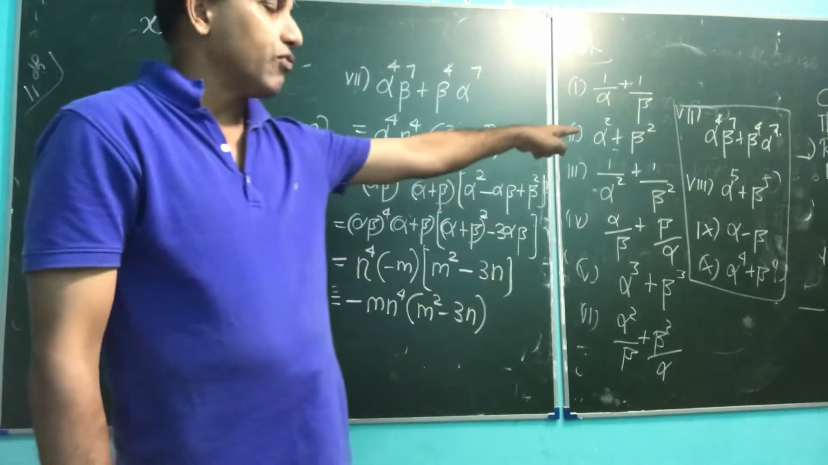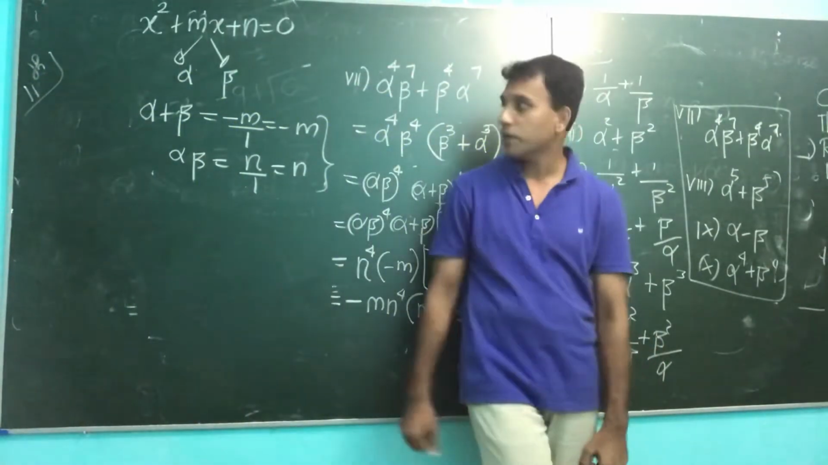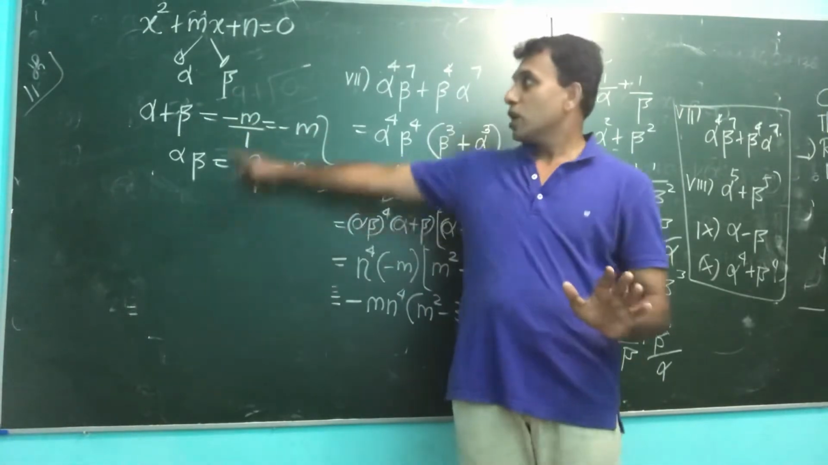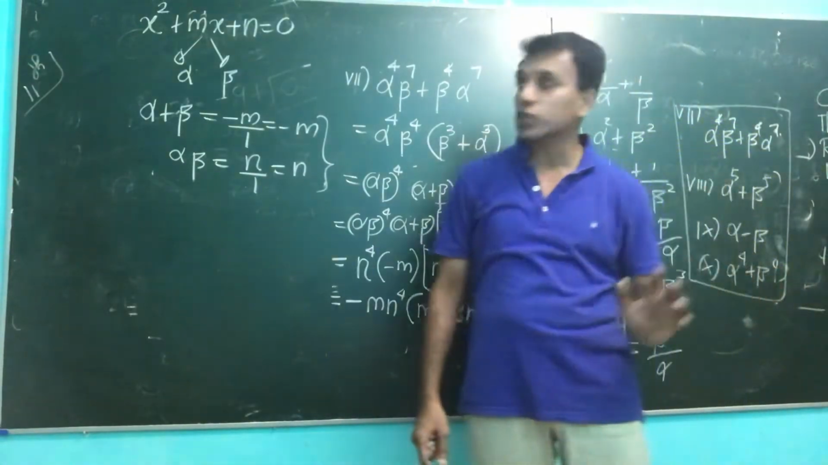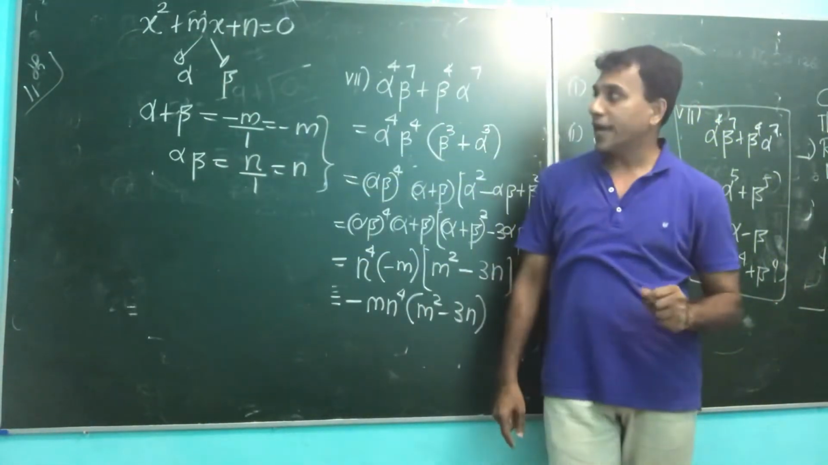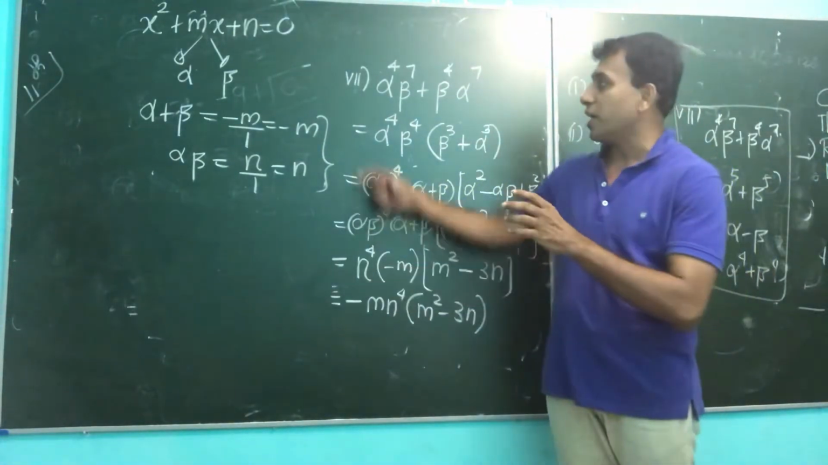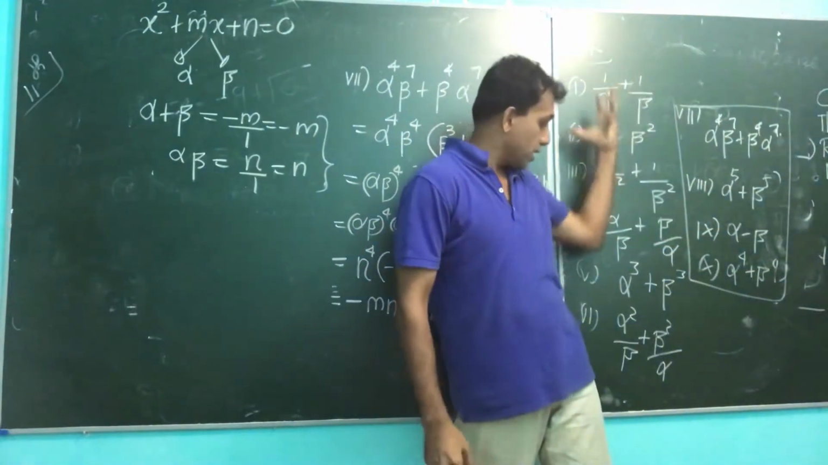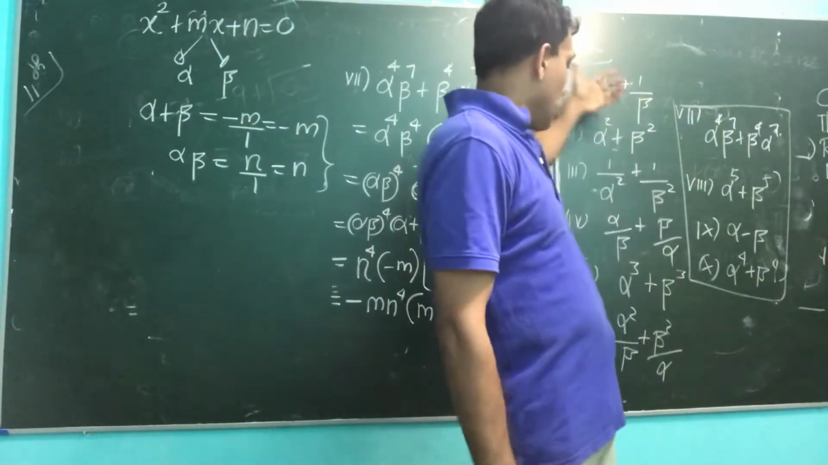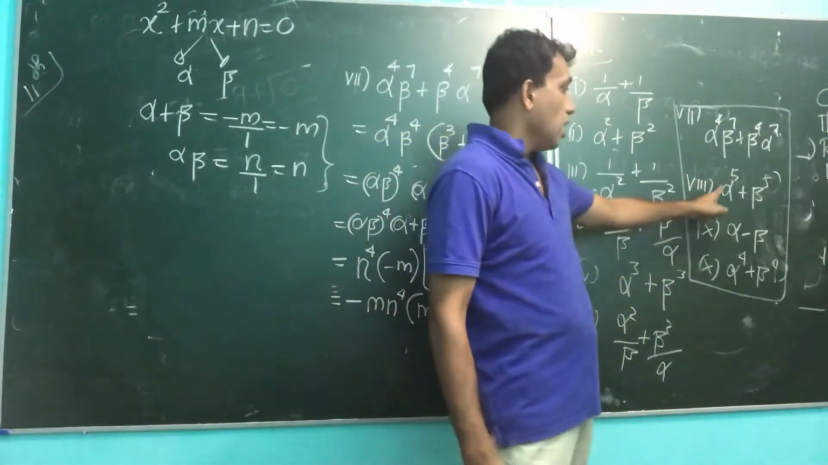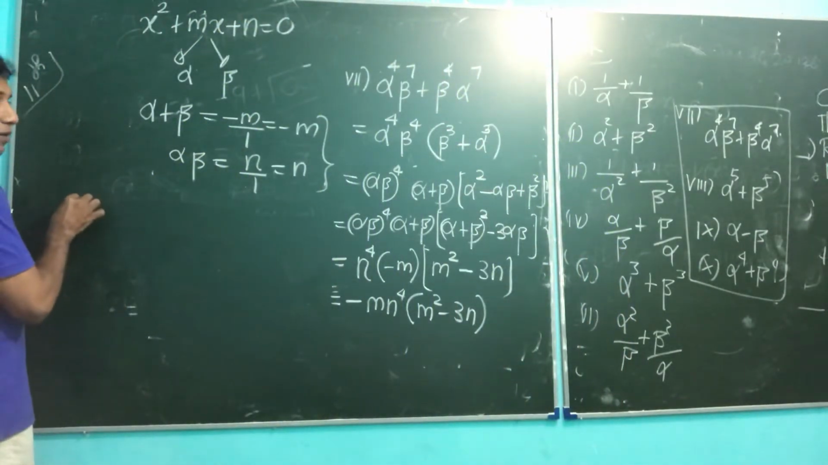Next one: alpha power 5 plus beta to the power 5. The question is, alpha and beta are the solutions or the roots of the quadratic equation x square plus mx plus n equal to 0. Then find those values. I gave 10 problems this morning, I started this lesson, and that is all we worked on here. Next one, alpha to the power 5 plus beta to the power 5.